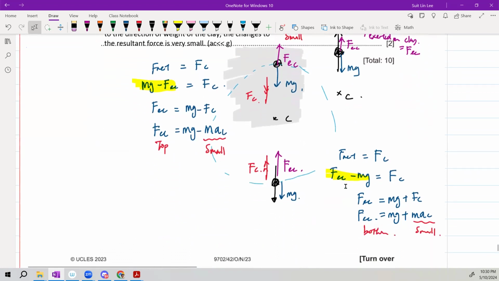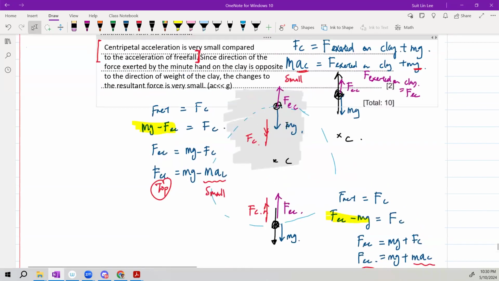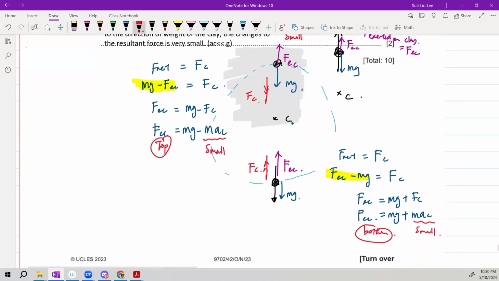And then maybe you will need some time drawing this to convince yourself. Why is it that at the top and at the bottom, the force exerted by the minute hand on the clay is not changing? It's not that there is no force. There is force, but the force is negligible. Not negligible. The variation of it is negligible because your mac is very small.